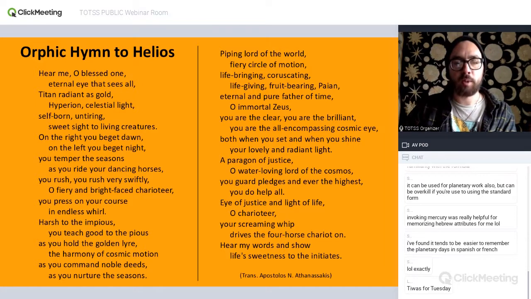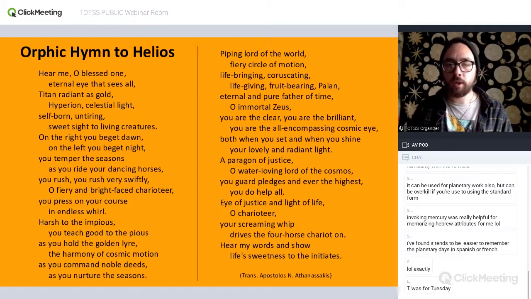Both when you set and when you shine, your lovely and radiant light. A paragon of justice, so water-loving Lord of the cosmos. You guard pledges, and ever the highest, you do help all. Eye of justice and light of life. O charioteer, your screaming whip drives the 4-horse chariot on. Hear my words and show life's sweetness to the initiates.